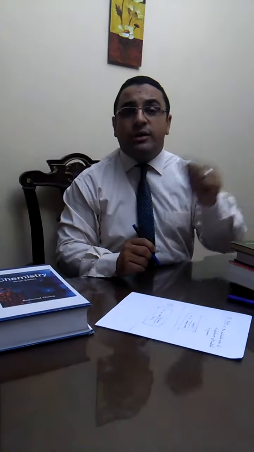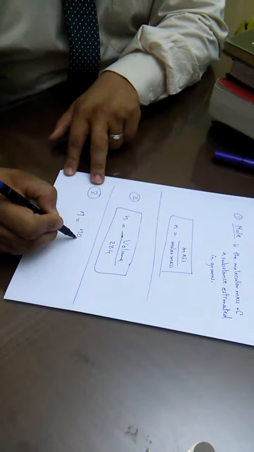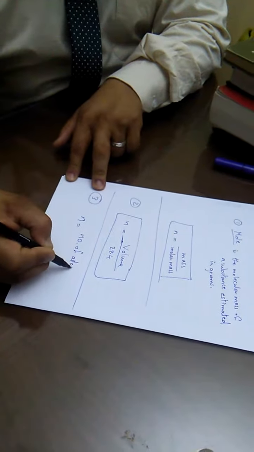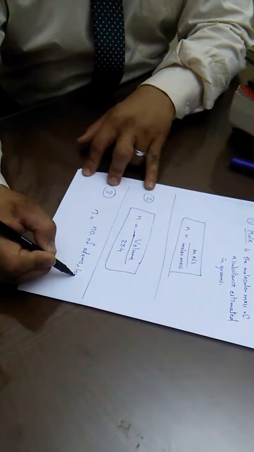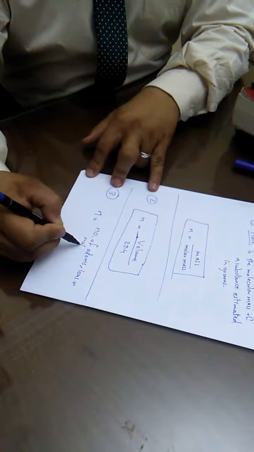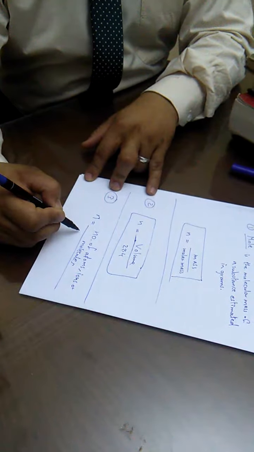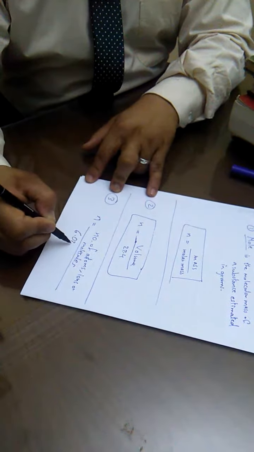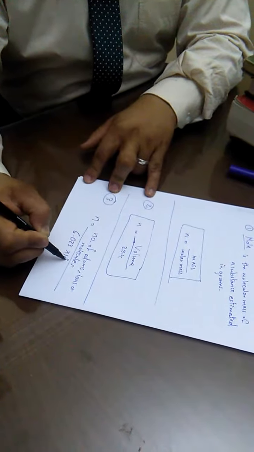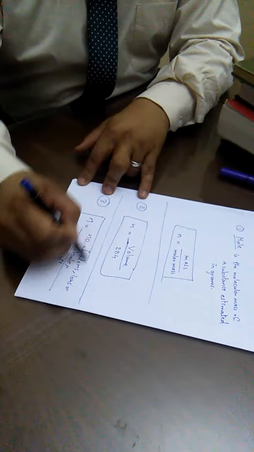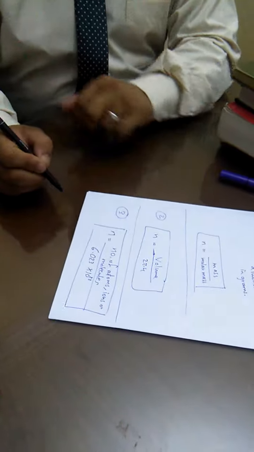Okay? Now, how can we calculate the number of moles knowing the number of atoms or molecules? We can use the third rule. If you want to calculate the number of moles, you can divide the number of atoms, ions, or molecules by Avogadro's number, which is 6.023 times 10 power 23 things. This is the third rule that we can use.